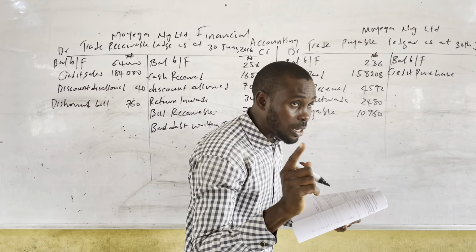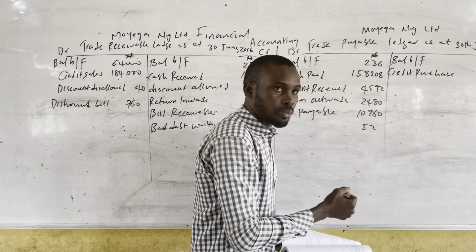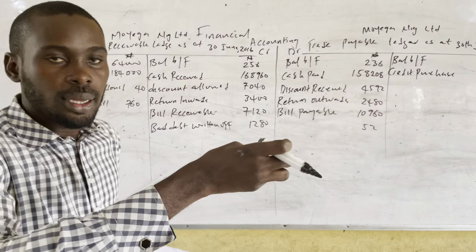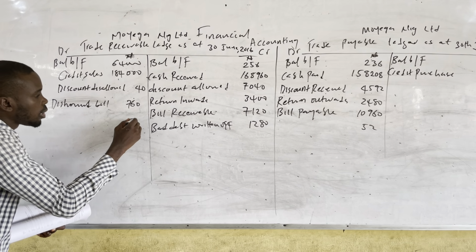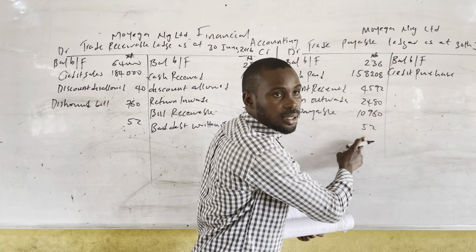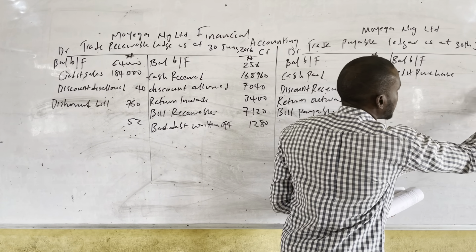Listen carefully to get the principle. What is the debit balance? 52, Abi? It is here. I want to remove it from here and bring it to here. If I remove it from here, won't I cancel it? Yes. For me to cancel it, it means that I will bring it to this side.